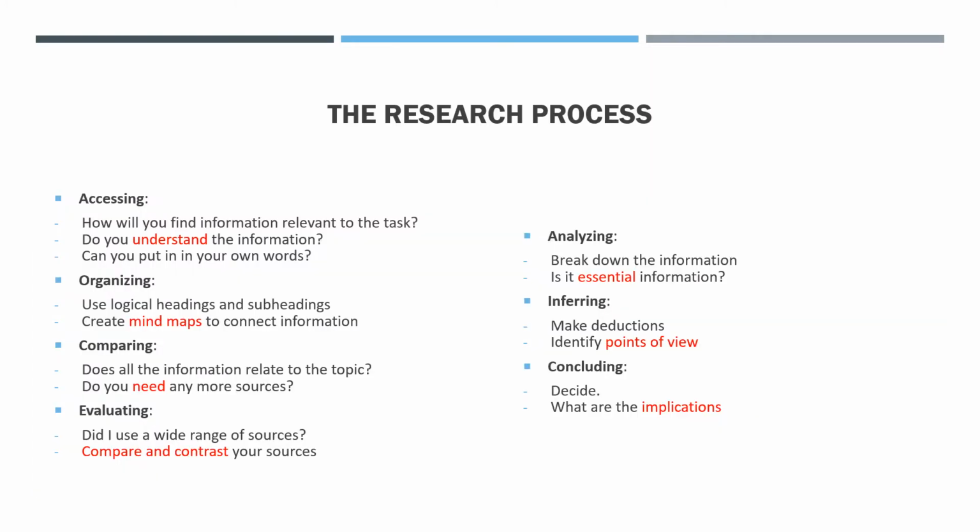Looking at the research process, I propose these steps, going from the absolute beginning of the process, which is accessing the information. How are we going to find that information? Do we understand this information? Can we put that information into our own words in order to show understanding? And then the next step would be, how do we organize the information that we just gathered? What's the best way for us to do it so we can really understand quickly what we read?